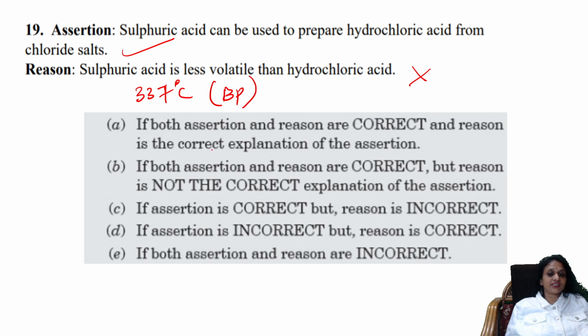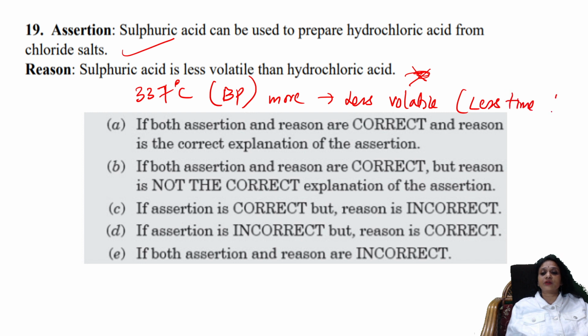Right, accepted. It's right. Students should not go wrong here: sulfuric acid is less volatile because the boiling point is more. One second, students. If the boiling point is more, it will take more time to vaporize. So yes, it is less volatile. It's right. Next thing, students.